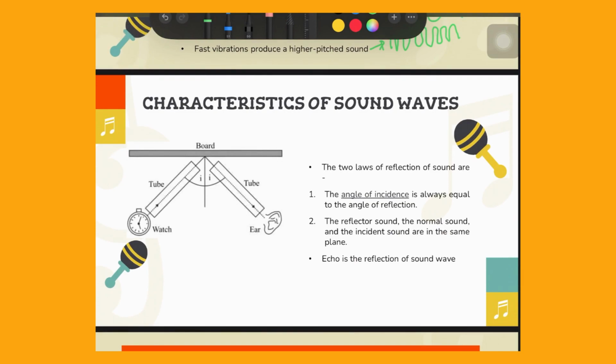Another characteristic of sound. Sound can be reflected if the sound crashes with a hard object. If the sound crashes with a soft object, the sound will be absorbed. The law of reflection of sound: the angle of incidence is always equal to the angle of reflection. The reflected sound, the normal, and the incident sound are in the same plane. The echo is the reflection of the sound wave.